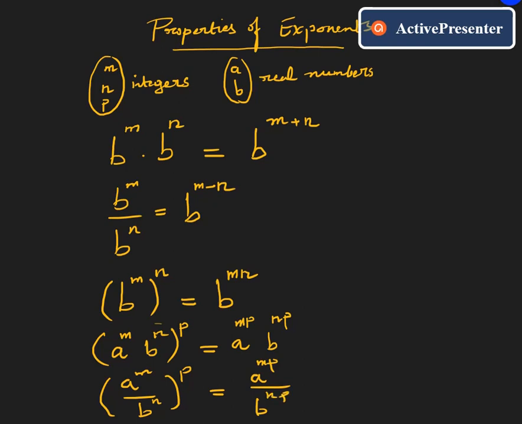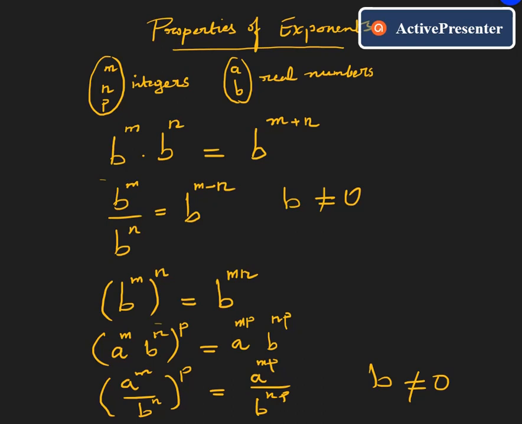Please note that here b shouldn't be equal to 0. We know that because b will be in the denominator. Okay, so b shouldn't be equal to 0. Also here b is not equal to 0 because b will be in the denominator and we don't want a denominator to be 0.